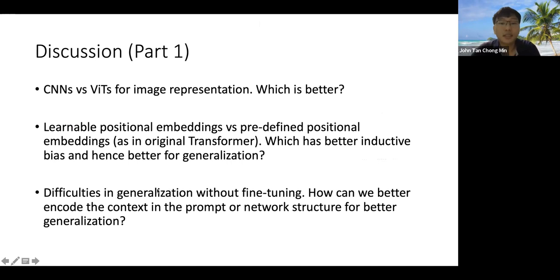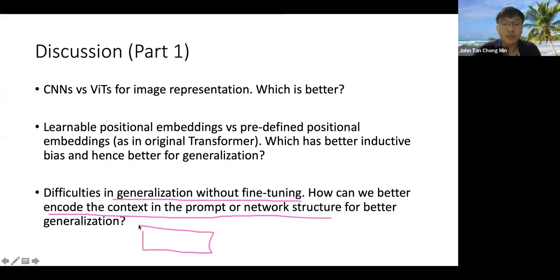Then the next thing is that they actually have difficulty generalizing without fine tuning. So this is basically about how we can better encode this context in the prompt or network structure. Remember earlier we have this prompt that is quite random, and they just take a random sequence. We have the prompt, and then we have the sequence. This is quite interesting because this prompt came from the sequence itself.